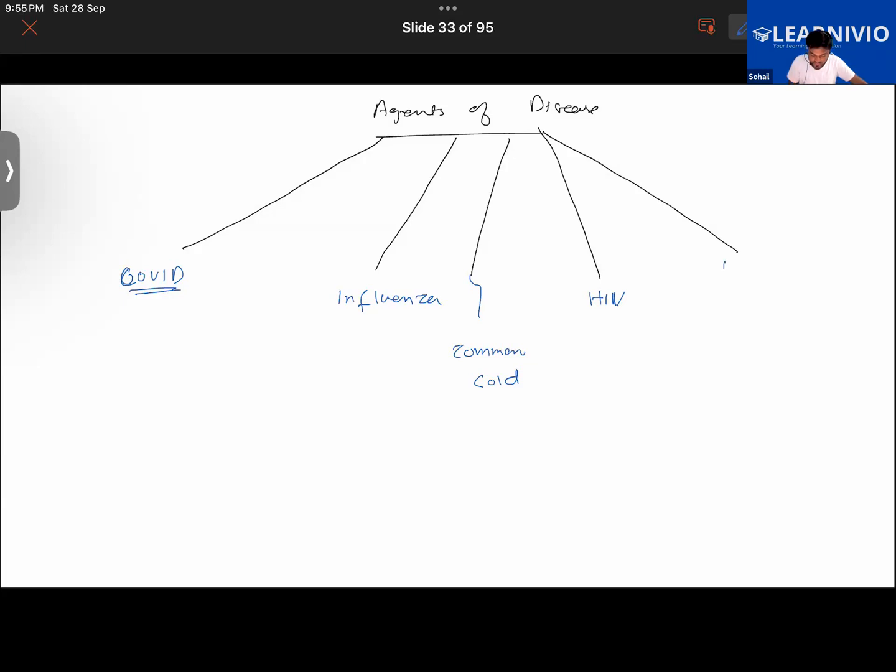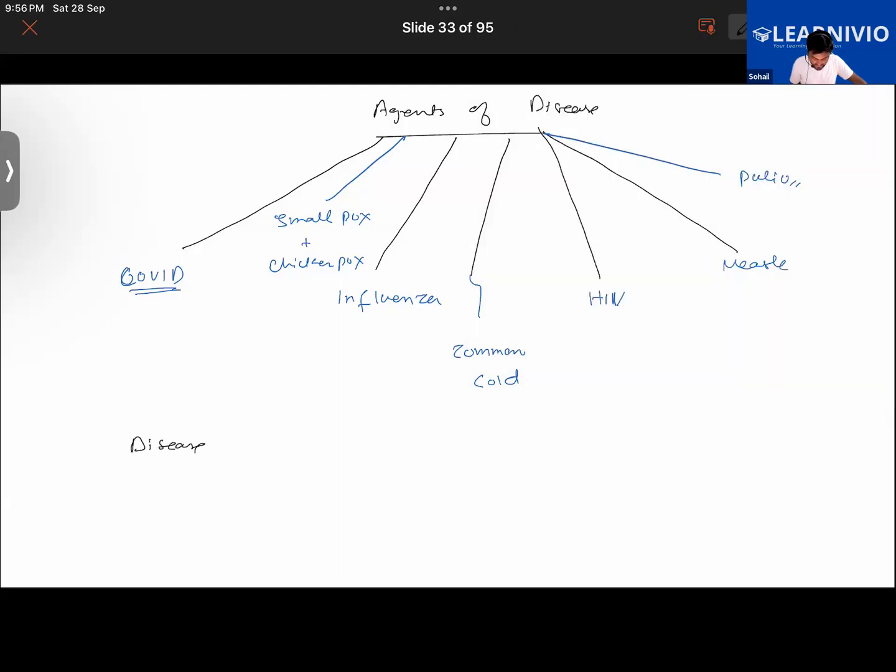Measles is there. You have polio. You have examples of smallpox plus chickenpox, exactly. And there's a long list of so many diseases. These are caused by the viruses.